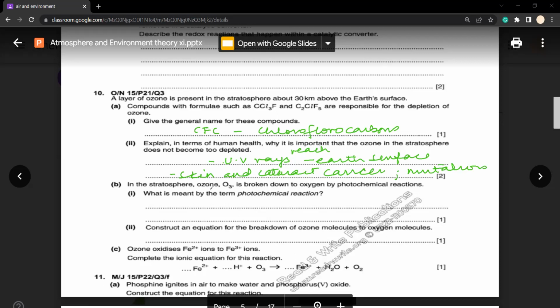Okay, then in the stratosphere, ozone is broken down to oxygen by the photochemical reaction. What is known as a photochemical reaction? Any reaction which takes place in the presence of sunlight is basically a photochemical reaction. Construct an equation for the breakdown of an ozone molecule to an oxygen molecule. So we have ozone breaking down into oxygen. We have to give a balanced equation over here. So we'll put 2 over here and 3 here. So this is a balanced chemical equation where the ozone molecule is breaking down into the oxygen molecule.